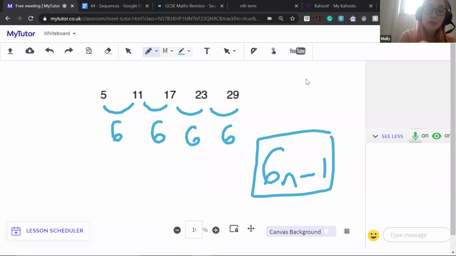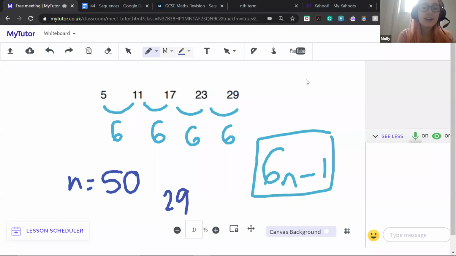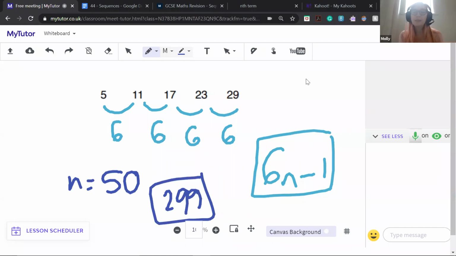For the 50th term, we just substitute n equals 50, which is going to give us 299. So it's 300 minus 1, which a lot of people got, which is really, really good. So hopefully that makes sense.